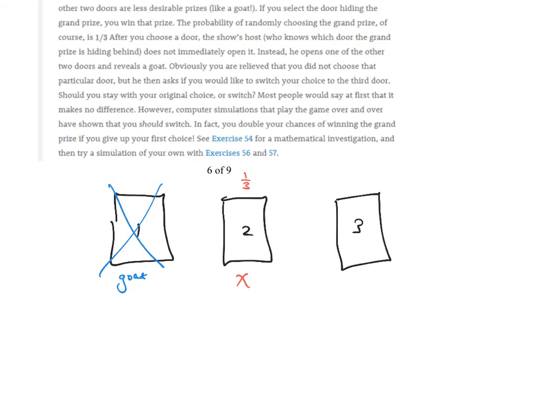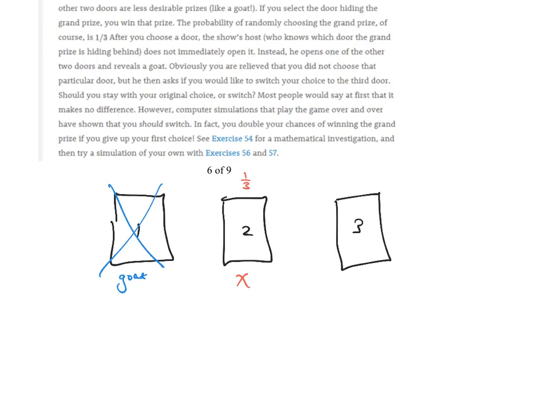And here's where people don't understand the logic. At this point in time, when I picked door 2, I locked it in. It was 1 of 3 doors, so its probability of being good was 1/3. And that's locked in. We cannot change its probability. That's when I picked it.